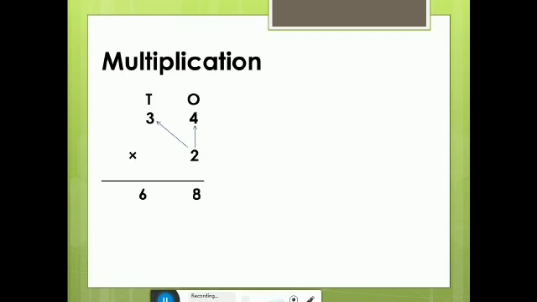Each term in this question has a specific name. 34 is called the multiplicand, 2 is called the multiplier and the answer is called the product. Now we will move one step up.